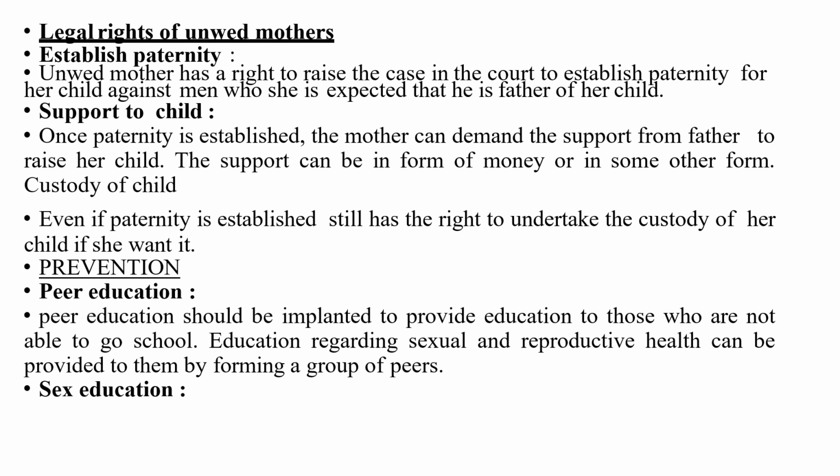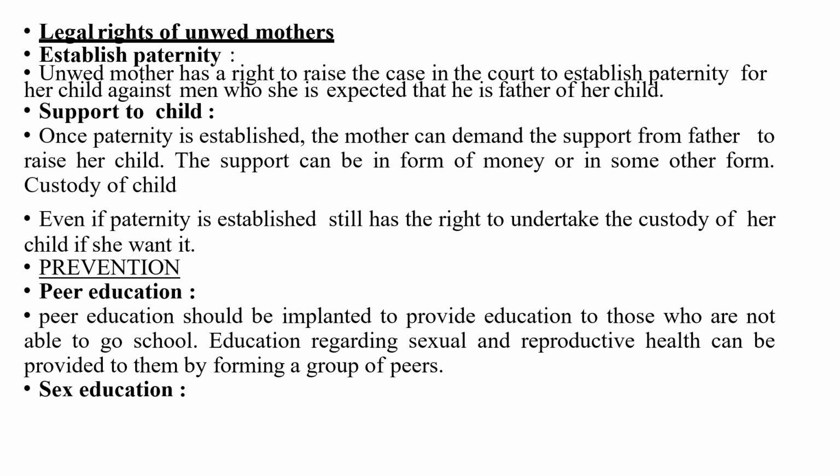Now let us see how we can prevent the occurrence of these pregnancies. One is peer education, that is, giving proper education from school itself regarding sexual matters, reproductive health, contraceptive devices, and how to form relationships. All these things should be properly explained to teenage girls from school itself.